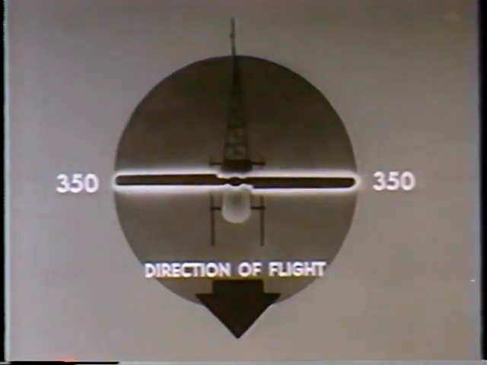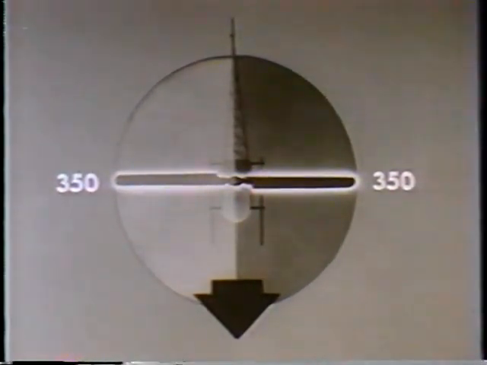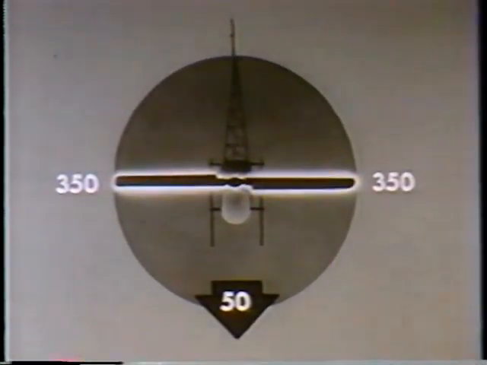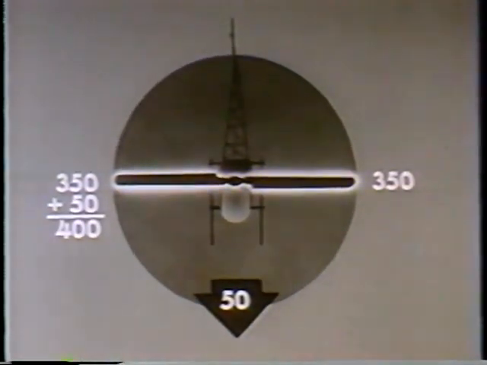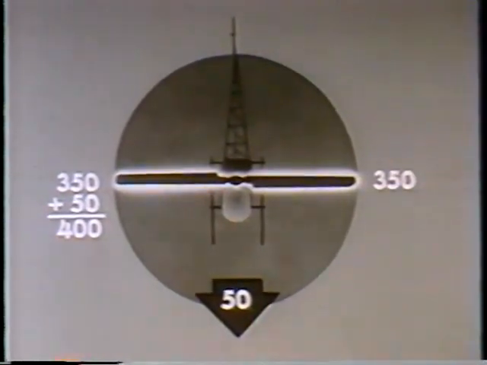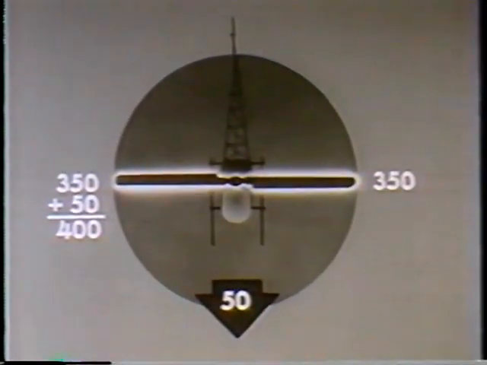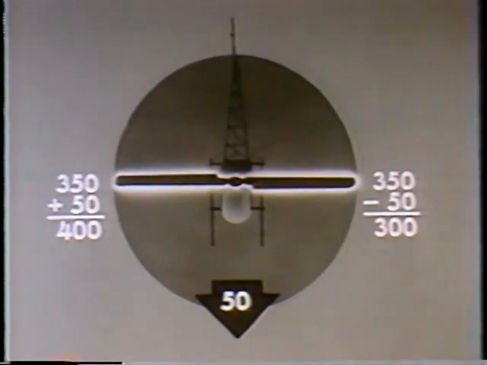That is, the blade advancing through the unshaded area will begin to produce more lift than the blade retreating through the shaded area. If the helicopter is moving forward at 50 knots, then the tip of the advancing blade will be moving through the air at 350 plus 50, or 400 knots. Likewise, the retreating blade will be moving through the air at 350 minus 50, or 300 knots.